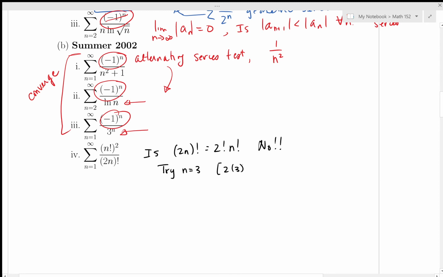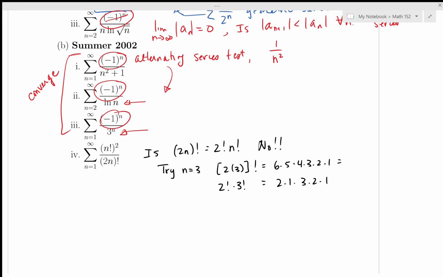2 times 3 factorial is 6 times 5 times 4 times 3 times 2 times 1, and that is some number. And then let's take a look at what 2 factorial times 3 factorial is. That is 2 times 1 times 3 times 2 times 1, which is much smaller. So you can see that 2n factorial, first of all, is not 2 factorial times n factorial, and also it's much larger.